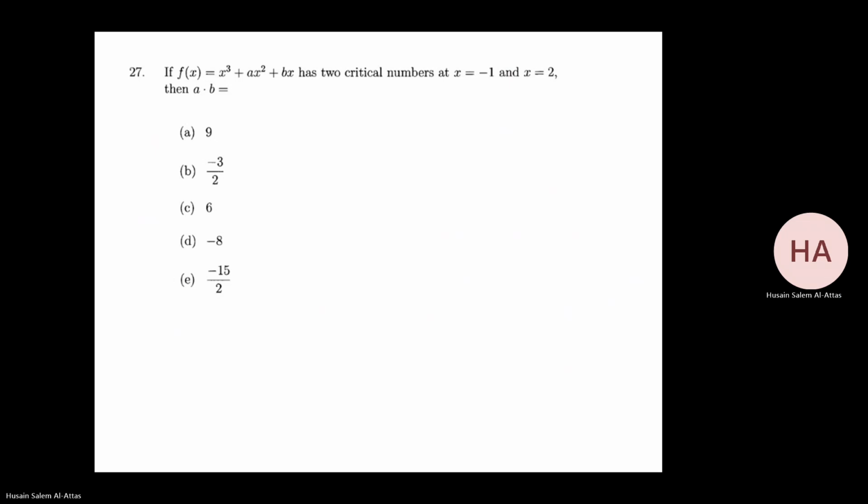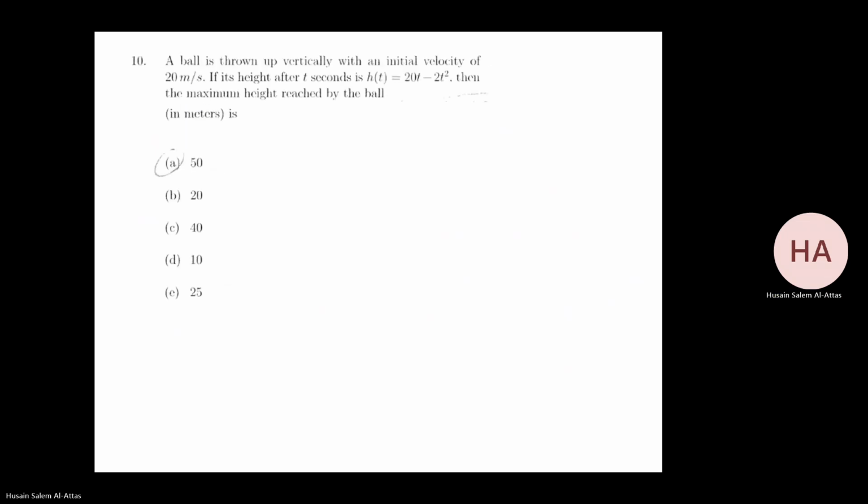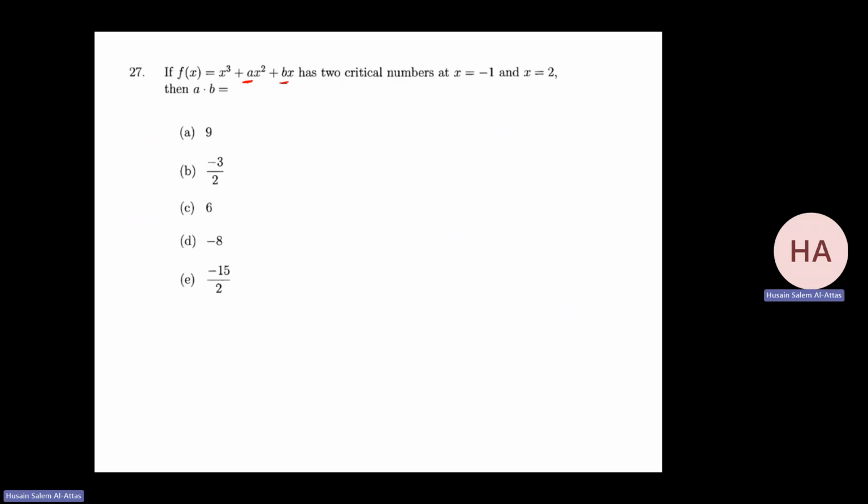Okay. He says this function, now it's different a little bit. I have a and b. Now the function has two critical numbers at these points. The function is defined, everything is okay. Critical numbers usually means f prime equals 0 or f prime does not exist. This is impossible since the function is very clearly just a polynomial. So it means I have f prime at minus 1 equals 0 and f prime at 2 equals 0.